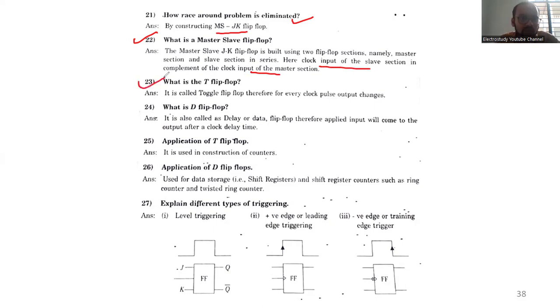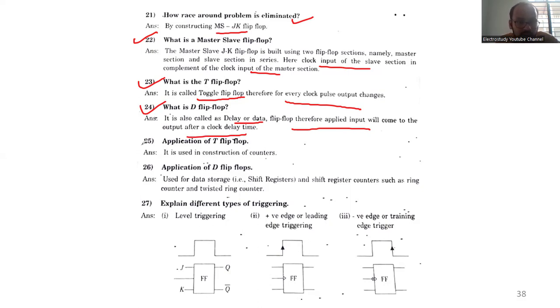Yes. What do you mean by T flip-flop? What is the meaning of T? It's a toggle flip-flop. Therefore, with every clock pulse the output changes. That is called a T flip-flop. Better you study the structure of the T flip-flop. Similar to the T flip-flop, there is another flip-flop called a D flip-flop. It is also called a delay or data flip-flop, therefore the input comes to the output after the clock delay time. Okay, D stands for delay.